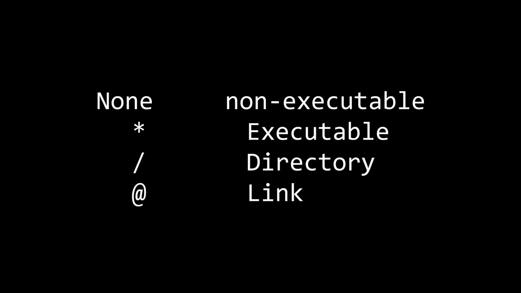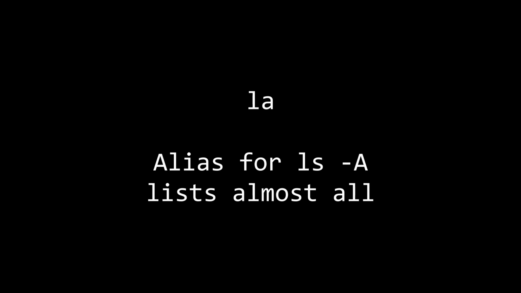An asterisk indicates an executable file. A / indicates a directory. An @ symbol indicates a symbolic link. La is an alias for ls dash capital A. Dash capital A is almost all. It shows everything except for the dot and dot dot directories.